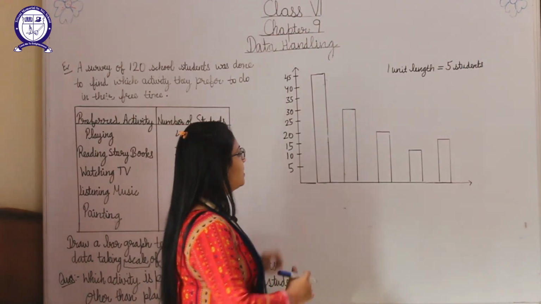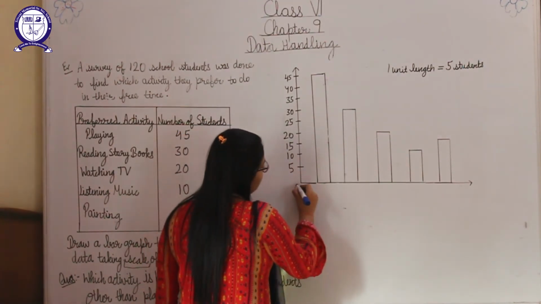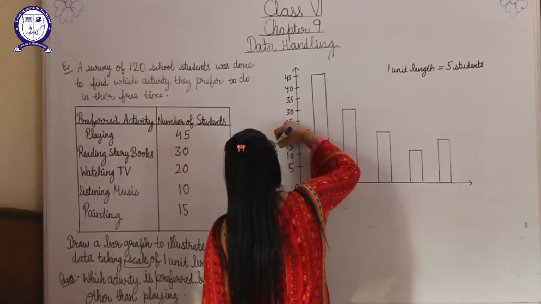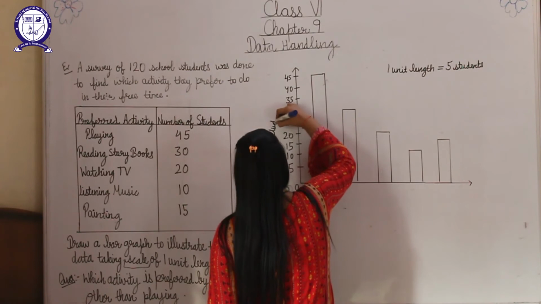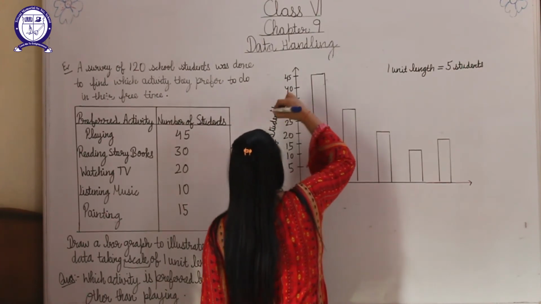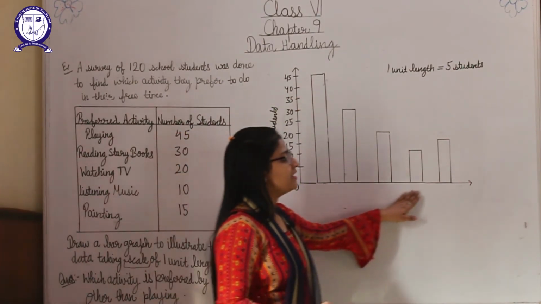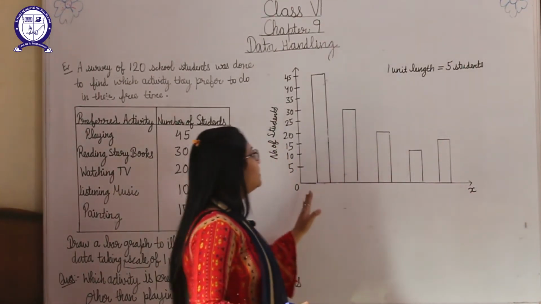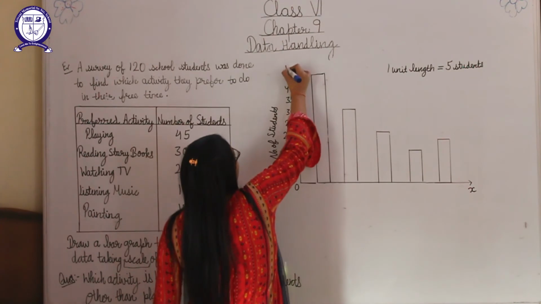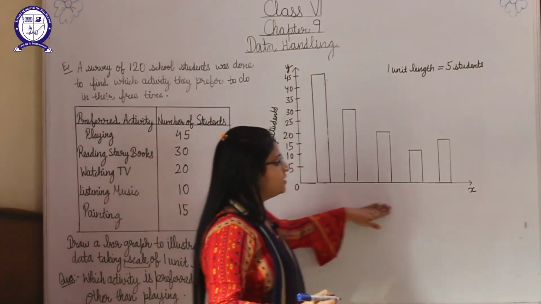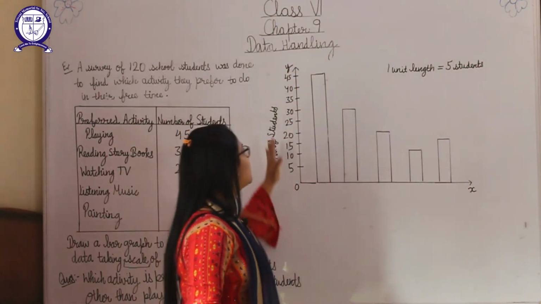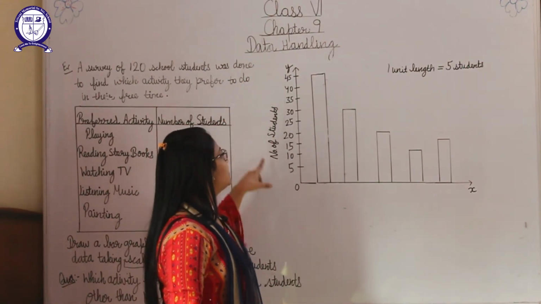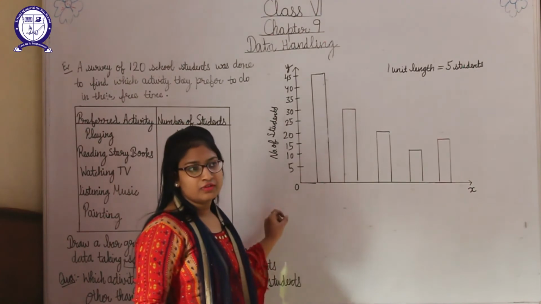What does it mean? See here, we are showing the number of students. Now students, this horizontal line is the x-axis. We will write this as x-axis. This vertical line here is the y-axis. So I can say that the y-axis is representing the number of students.